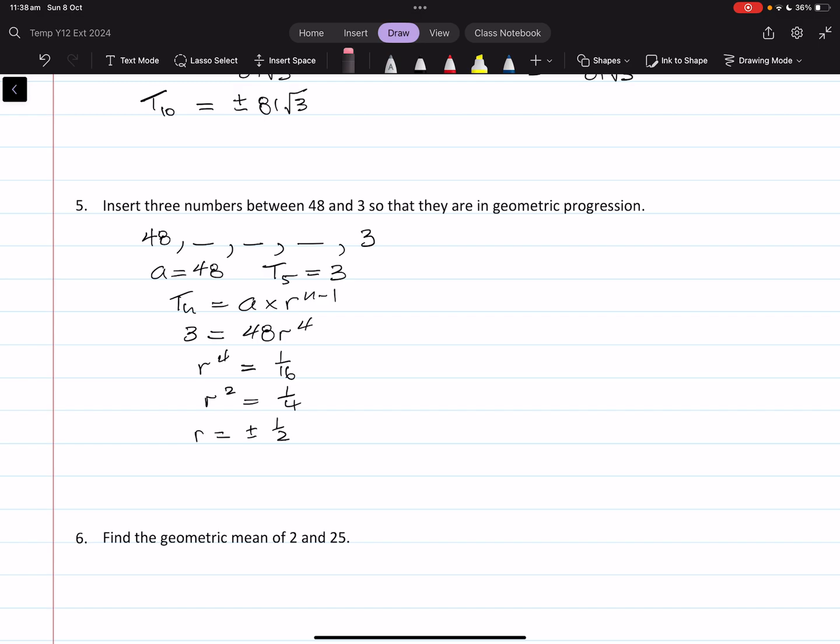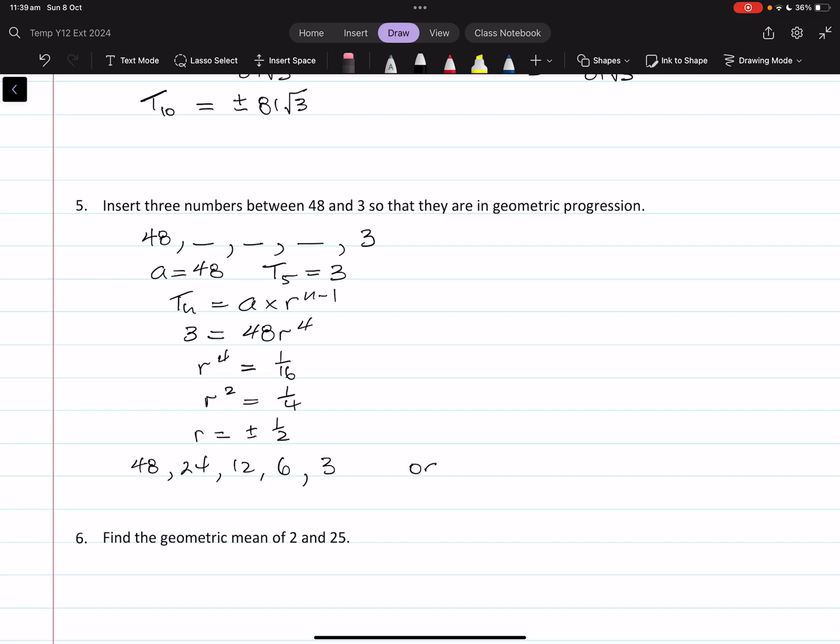So let's take the first case where r is positive a half. Your sequence would go 48, so taking positive a half, times it by positive a half. The next one would be 24. Halve it again, 12. Halve it again, 6. Halve it again, 3. So there's your 5 terms. 3 terms have been inserted between 48 and 3 to give a geometric series or geometric progression.